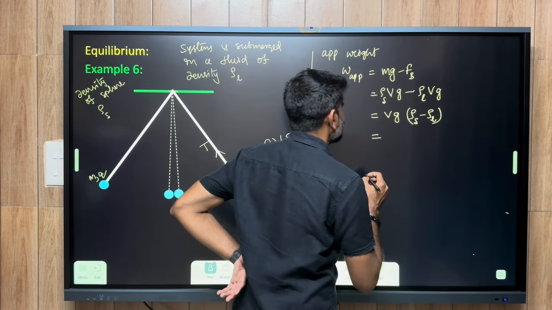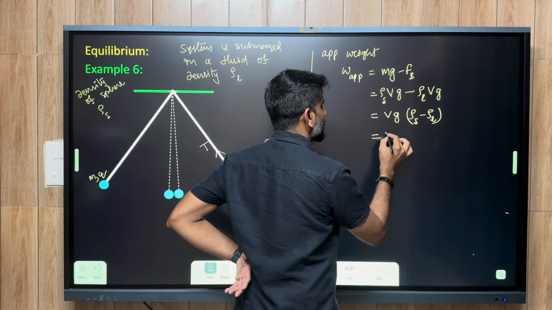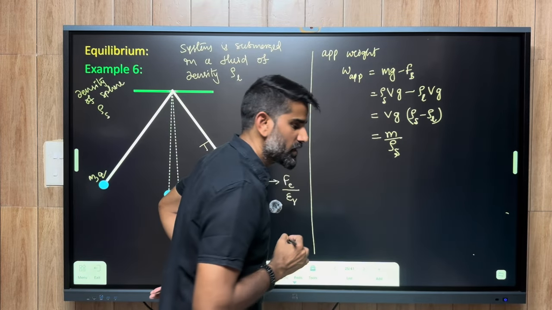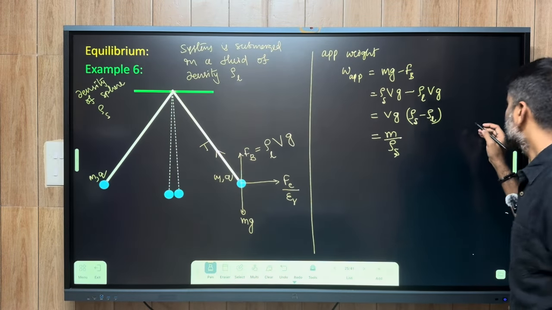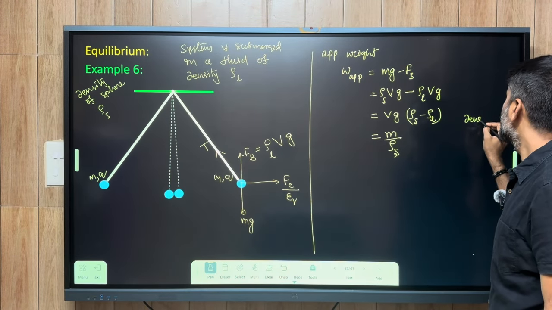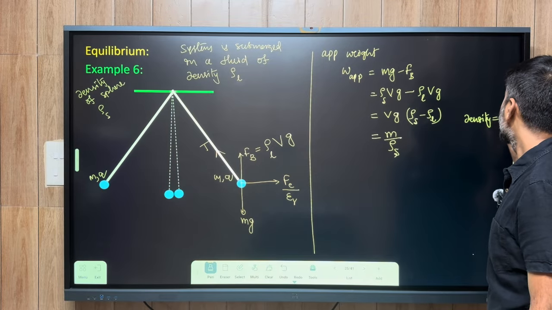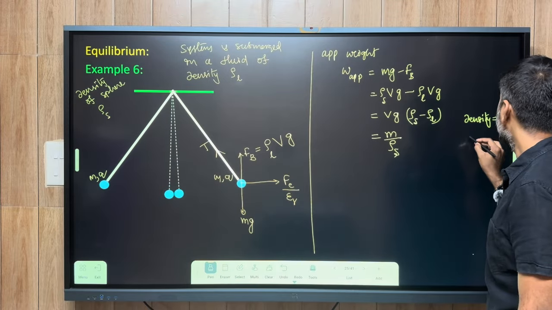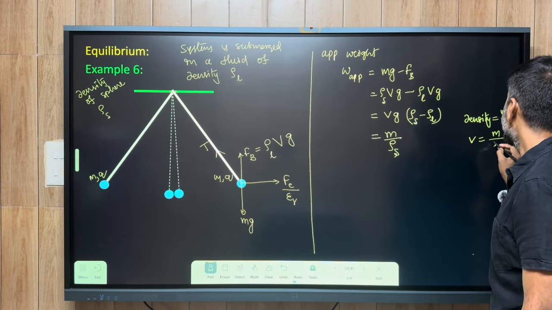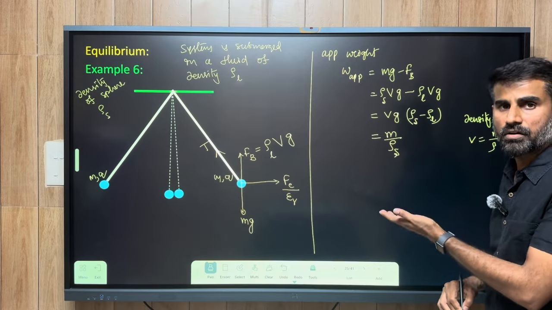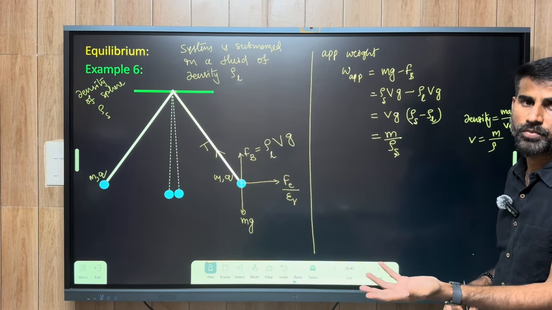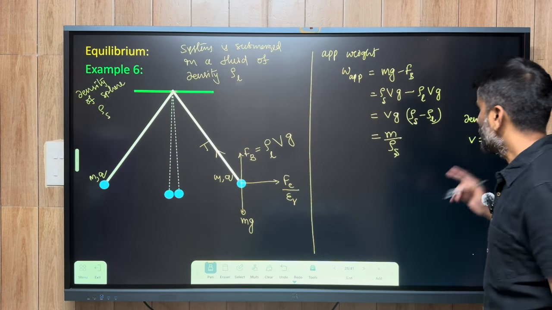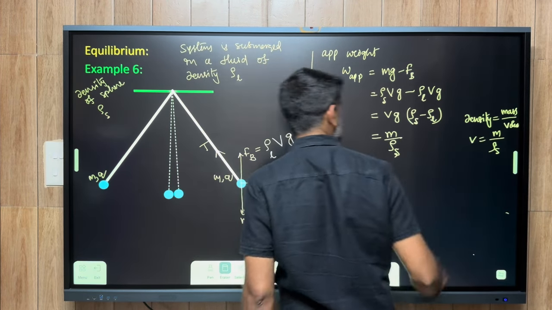Volume of the sphere can be written as mass by density of the sphere. As you already know, the relation between density is equal to mass by volume. I wanted to find the volume, so I can write mass by density. As I am writing the volume of the sphere, I am going to take the mass of the sphere and density of the sphere itself, right? So I have written the same relation here.